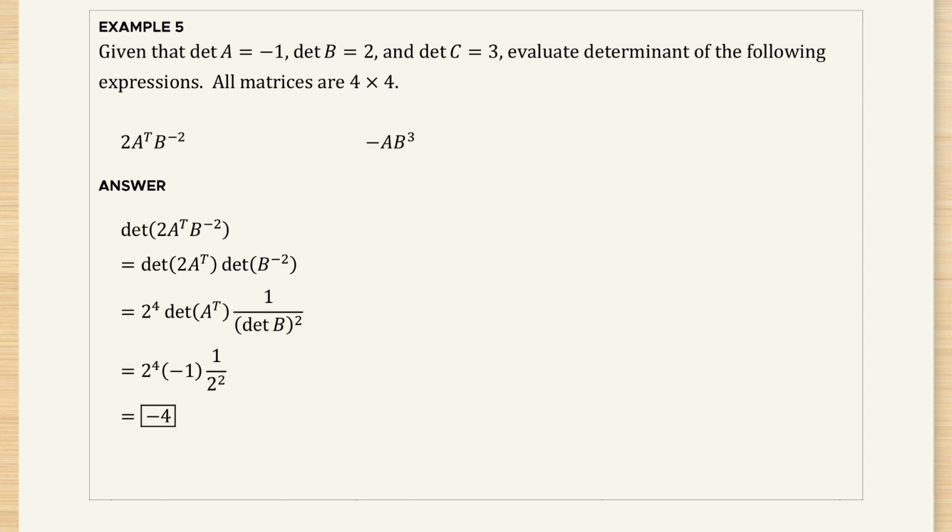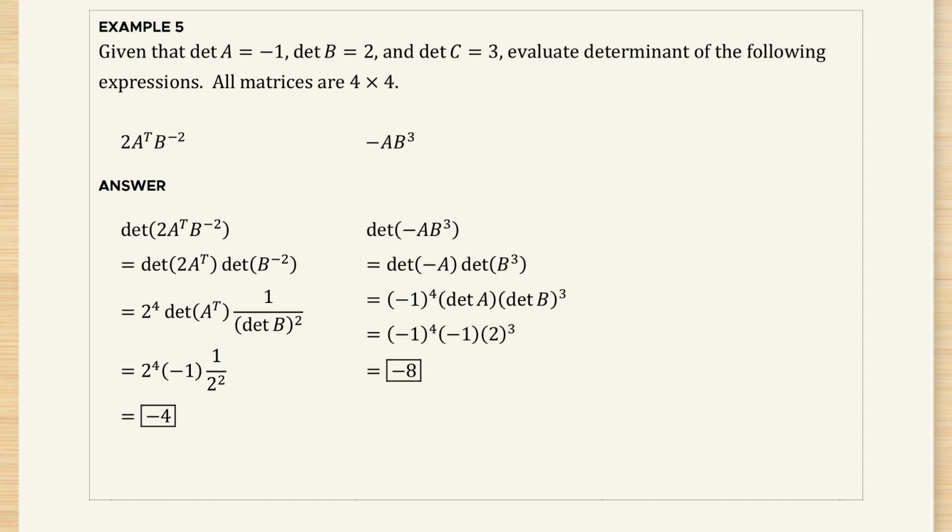Find the determinant of -A times B to the 3. When we have two matrices multiplied together, we also multiply the determinants. We get det -A multiplied by det B to the 3. That negative, think of it as a factor of -1. We can factor that out. A is 4 by 4, so det A is multiplied by -1 raised to the power of 4. Determinant of B cubed is equal to determinant of B, cubed. Putting our numbers in, we have -8.